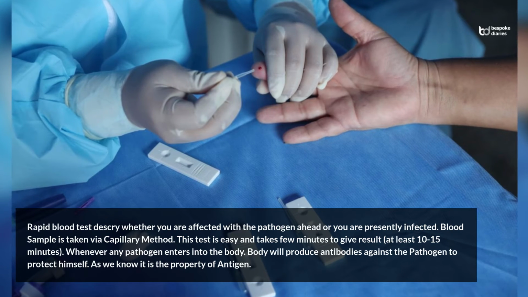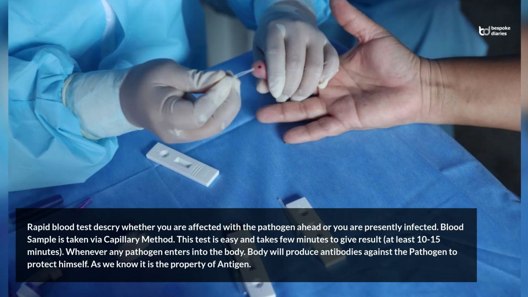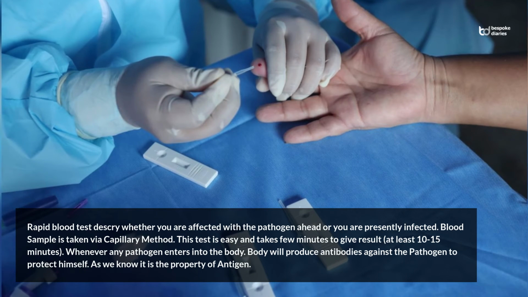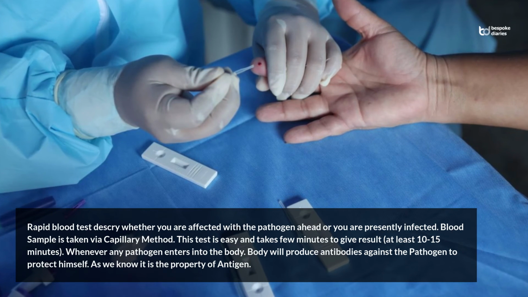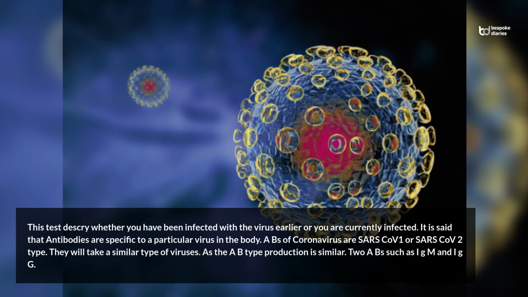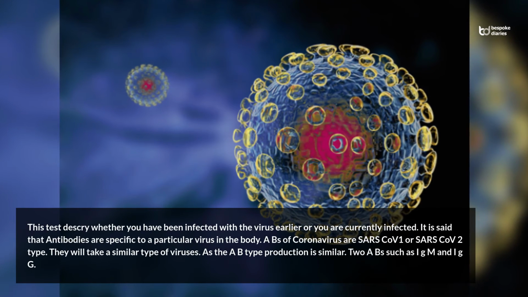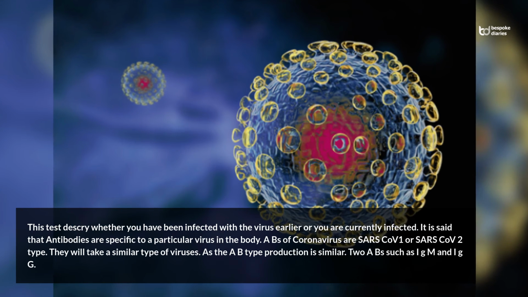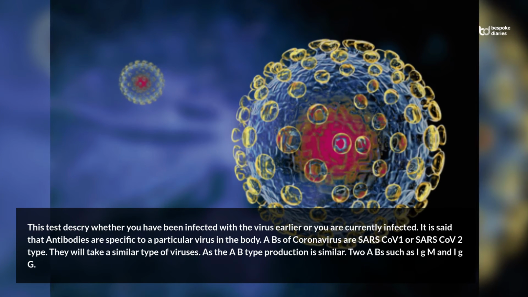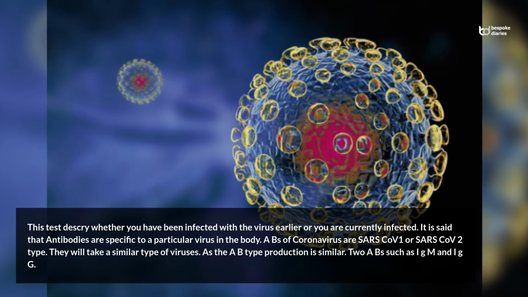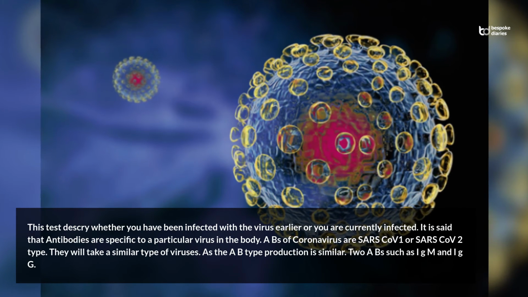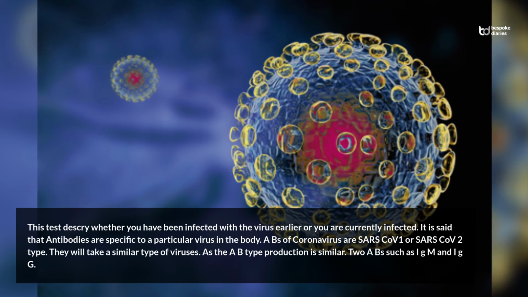Whenever any pathogen enters the body, the body will produce antibodies against the pathogen to protect itself. As we know, it is the property of an antigen. This test describes whether you have been infected with the virus earlier or you are currently infected. It is said that antibodies are specific to a particular virus in the body. Antibodies of coronavirus are of the SARS-CoV-1 or SARS-CoV-2 type. They will detect similar types of viruses.